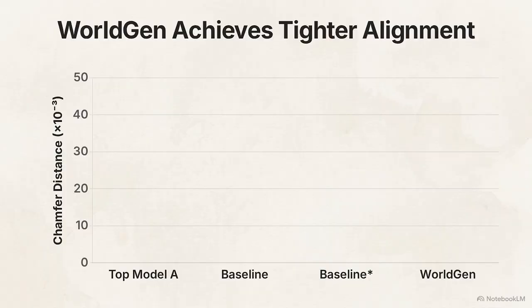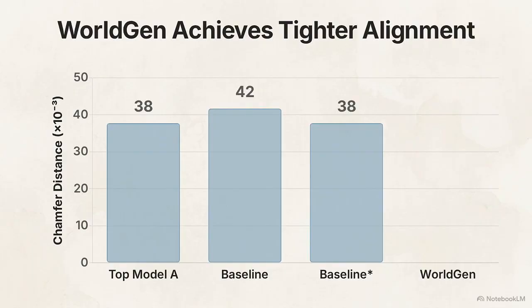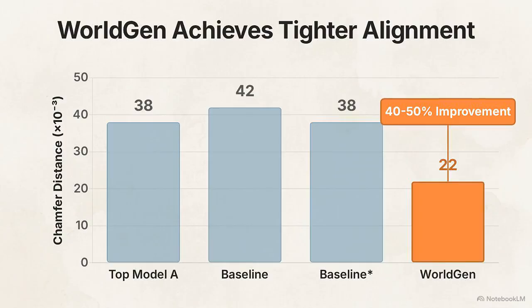This chart shows the chamfer distance comparisons between WorldGen and baseline image to 3D models. By measuring the physical deviation between the target layout and the generated mesh, the data proves WorldGen achieves up to a 40 to 50% tighter alignment to the required navigational paths.